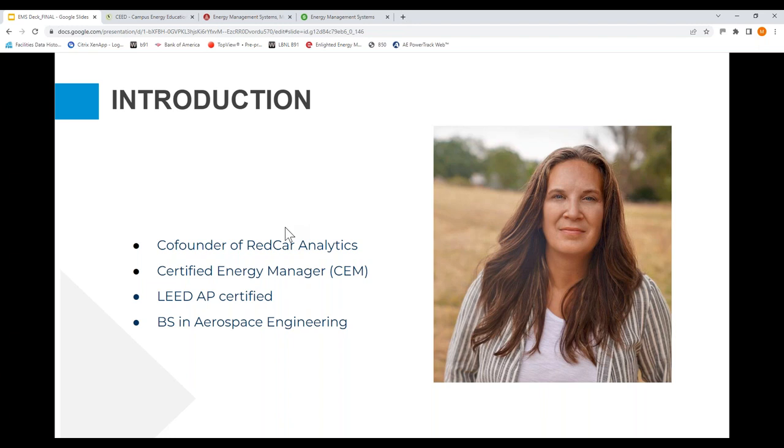I also get to work with the controls contractor a lot. So I'm working on the building management system, as well as if the client has an energy management system. So I've seen a lot of different flavors and varieties of both BMS and EMS systems. And hopefully today I'm going to share with you what I'm seeing out there in the field, some of the lessons learned, what's working, what's not working, and hopefully shed a little knowledge on this EMS system.